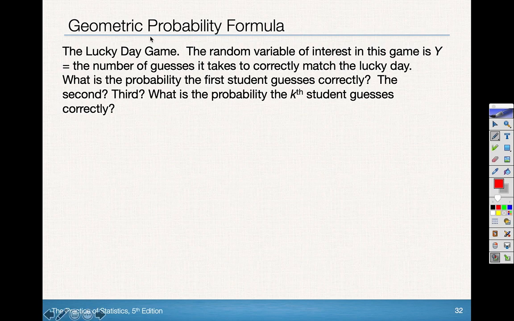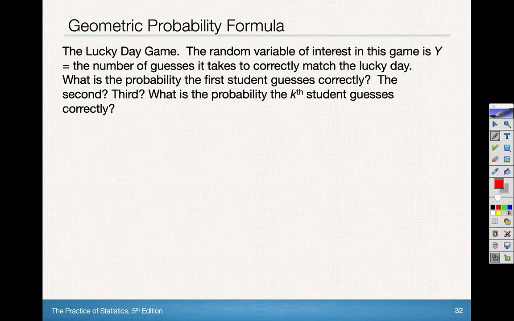Here we go. The lucky day game. The random variable of interest in this game, this is from your reading, is y equals the number of guesses it takes to correctly match the lucky day. What is the probability that the first student guesses correctly, the second, third, fourth, the probability that the kth student guesses correctly? So here's how this game works. A teacher picks one day of the week and says that will be the lucky day. And they pick a student, and they say, what do you think the lucky day is? And the student says Monday. If they're right, then that is it. It's over because the first success happened.